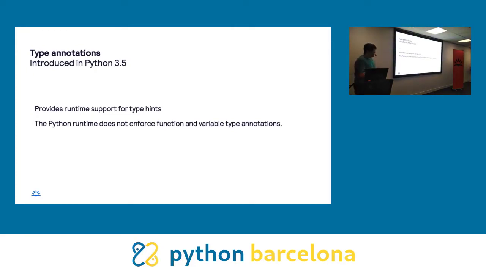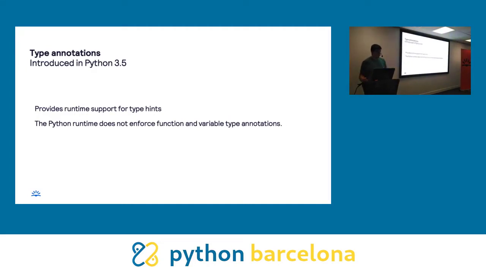Type annotations. They were introduced in Python 3.5, and it's to help developers to know what's inside the variables. The important thing here, and the difference with other languages, is that Python doesn't enforce the type. So we will see with some examples that when we define a string, you can actually put inside an integer, and Python will not complain about this.